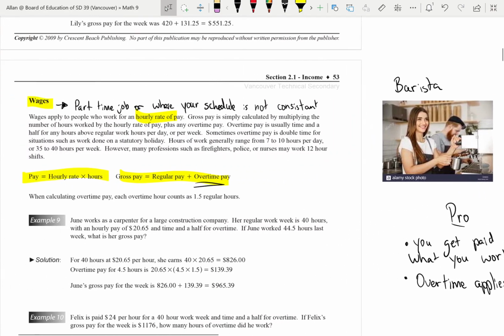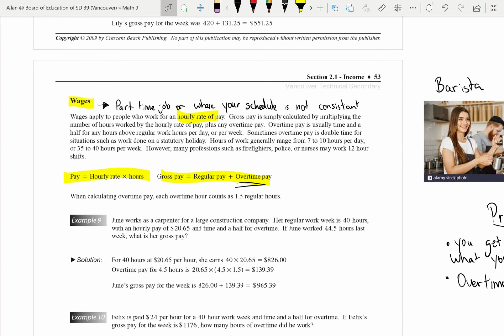But overtime applies. So the main way that we calculate it is you can think of it as how much you get paid per hour times how many hours you work. If there's no overtime, you can just use this, number 1. So if there's no overtime, use method 1. If you have overtime though, you need to use method 2.